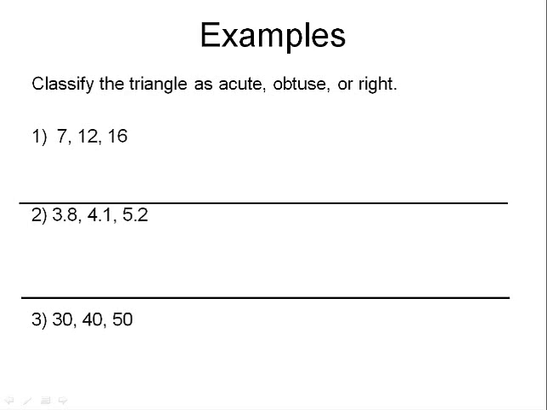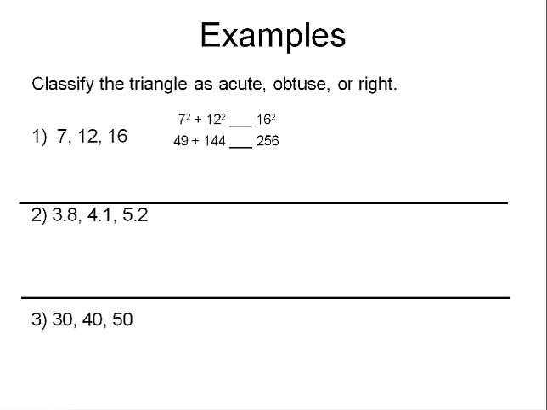First one says, classify the triangles as acute, obtuse, or right. So we're going to plug these into a squared plus b squared, and we're not going to know if it's equal to, less than, or greater than c squared. That's what we have to figure out. Now c is always going to be the longest side, the biggest number. So on number 1, 16 will be c, and 7 and 12 are a and b. So we're going to take 7 squared plus 12 squared and compare it to 16 squared, since we're not sure if it's equal.